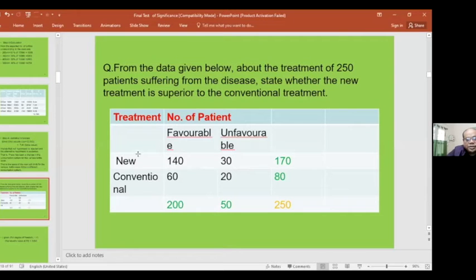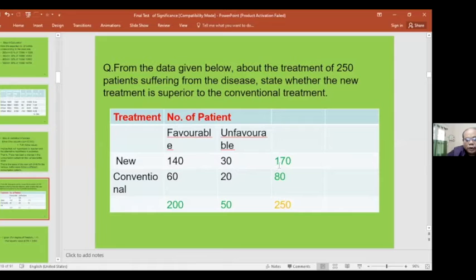Now, this is called a contingency table: 2 rows by 2 columns, and the total number of observations is 250. If you want to apply the chi-square for a contingency table for independent samples, now you have two samples.